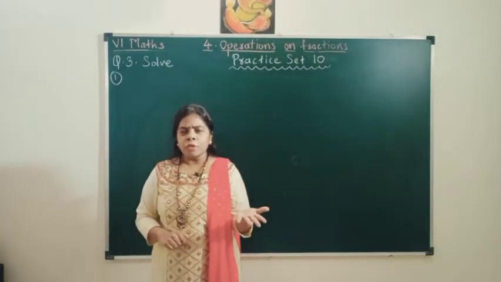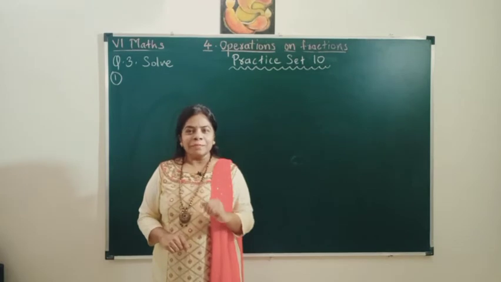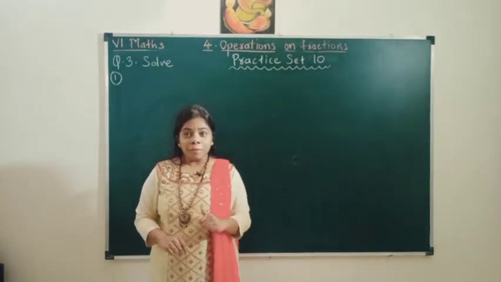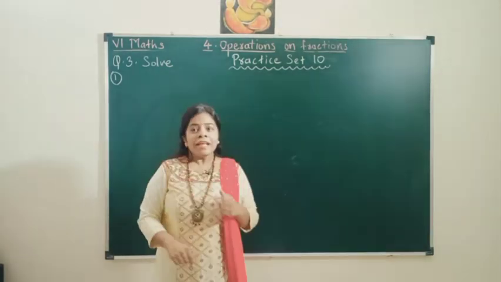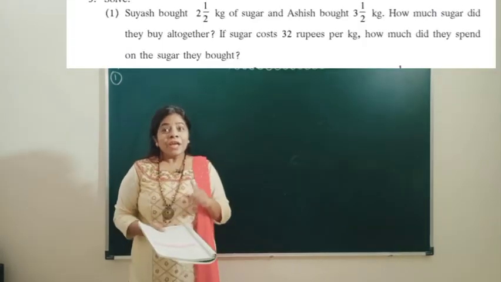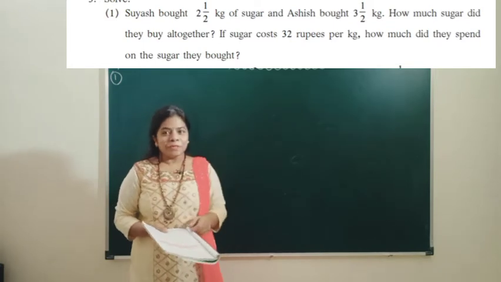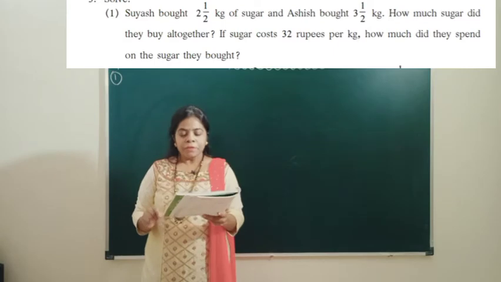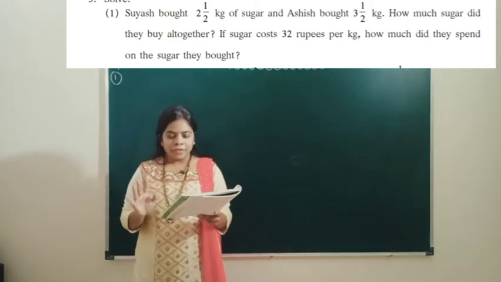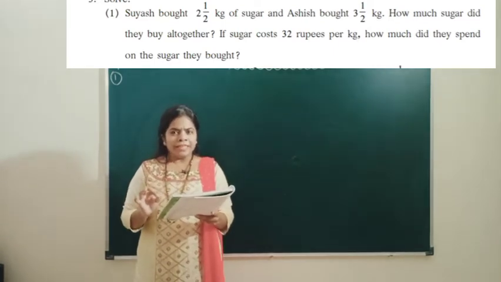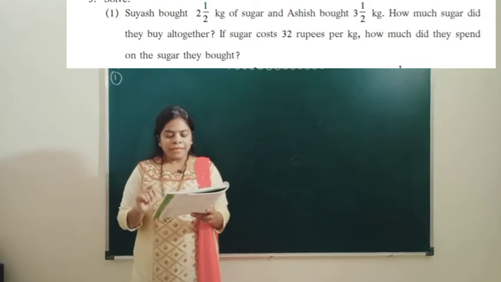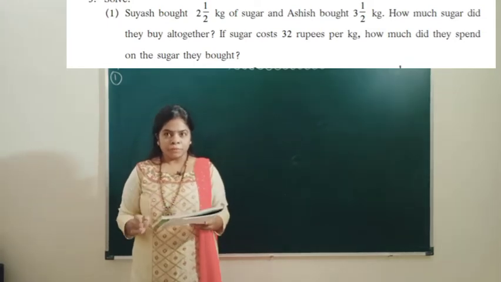In the last video we had seen the addition and subtraction of fractions. Now let us continue with the word problems of the same practice set. Let's see the first question. You can see the question flashing there also. Suyash bought 2.5 kg of sugar and Ashish bought 3.5 kg. How much sugar did they spend altogether? If the sugar cost 32 rupees per kg, how much did they spend on the sugar they bought?